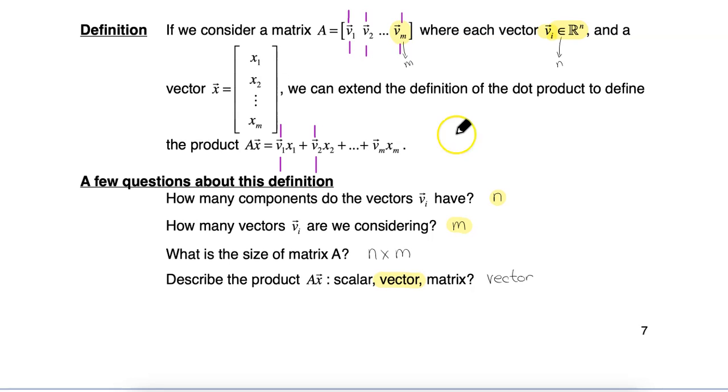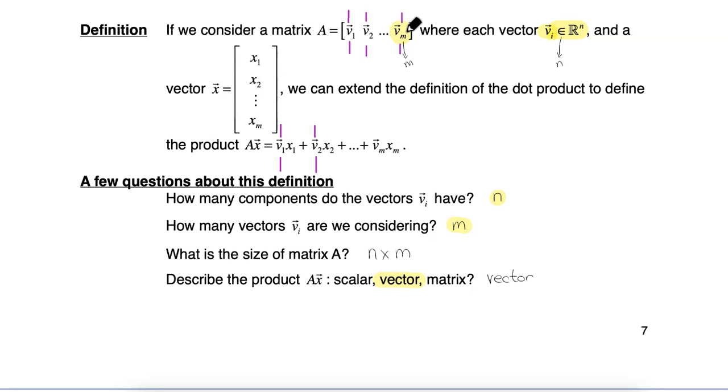How many components do the vectors Vi have? So how high is vector V1? And the answer is written here. Vi is a vector that belongs to Rn. So that means Vi has n entries. It's a vector in n dimensions. So the correct answer is n here. Secondly, how many vectors Vi are we considering? And that means how many columns are there in matrix A. And we can see that the last one is Vm. So this gives us the answer. There are m vectors we are looking at.